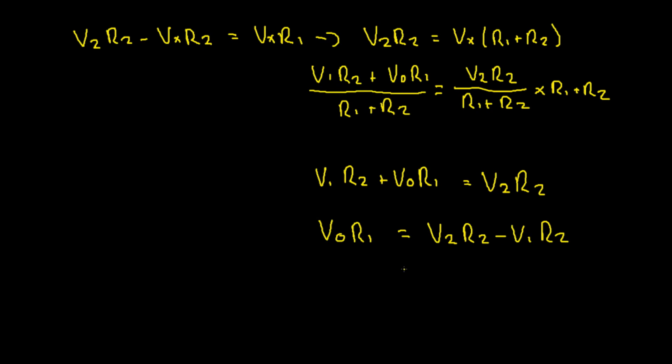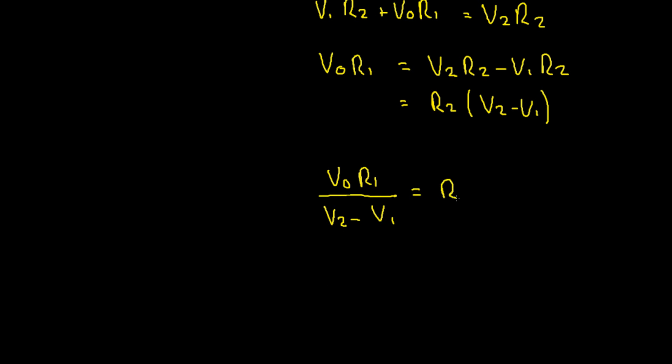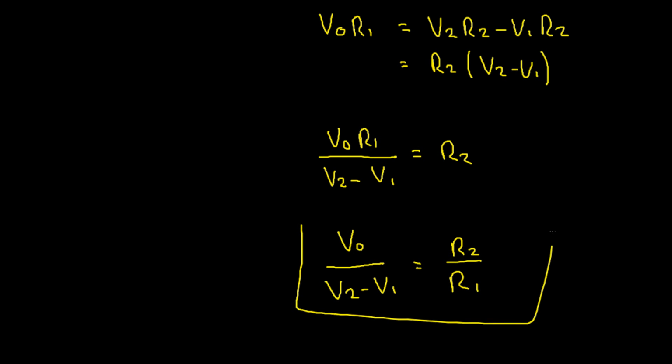Then we can collect our like terms as R2 is common to both terms, R2 times V2 minus V1. Then we can divide through both sides of our equation by V2 minus V1, which will give us Vo R1 divided by V2 minus V1 is equal to R2, and we're getting real close now. We can divide through by R1, which will give us Vo divided by V2 minus V1 is equal to R2 divided by R1. And we got our final answer.